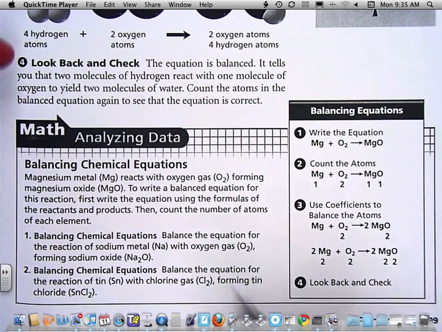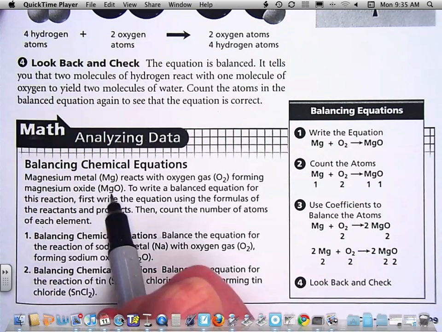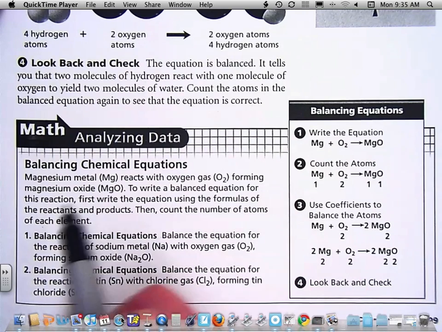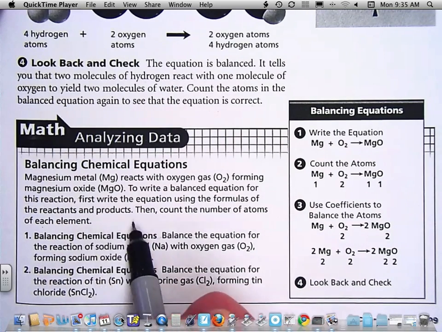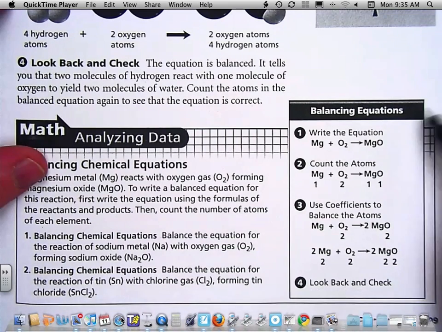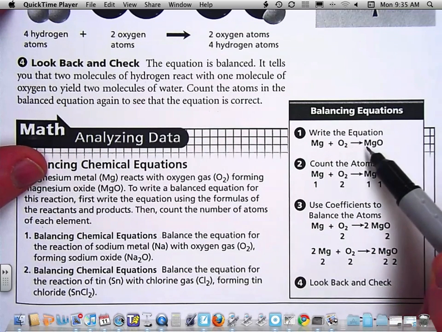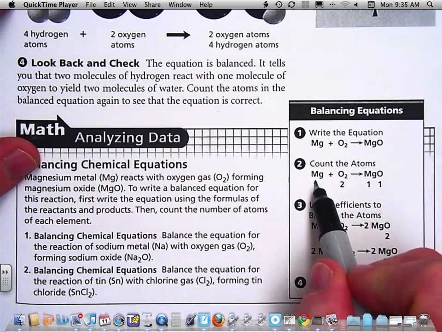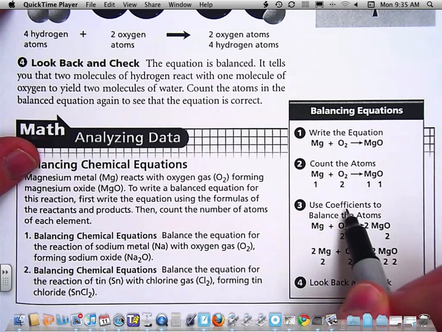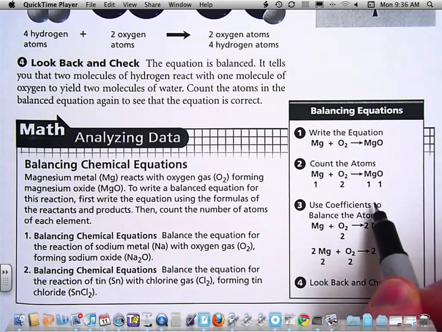Balancing chemical equations. Magnesium metal reacts with oxygen gas O2, forming magnesium oxide. To write a balanced equation for this reaction, first write the equation using the formulas of the reactants and products. Then count the number of atoms of each element. And that's exactly what they did. First, they wrote the equation Mg plus O2 equals MgO. All right. Then they counted the atoms. Well, you got 1 magnesium, you got 2 oxygens, you got 1 magnesium over here and 1 oxygen over here. Okay, well, that's not quite right.